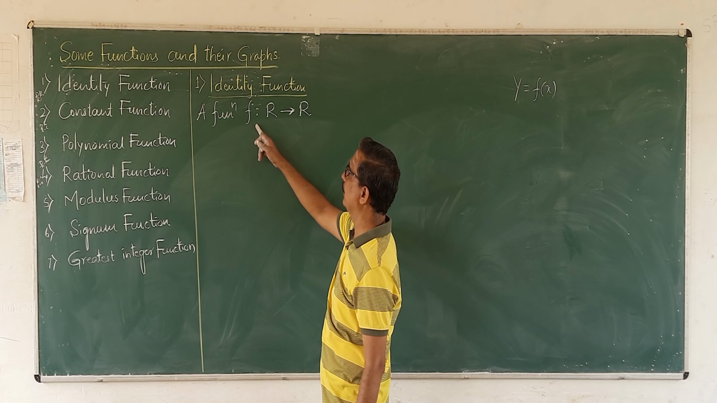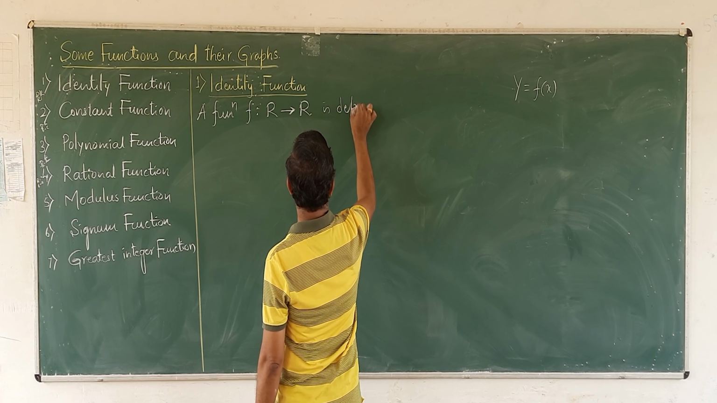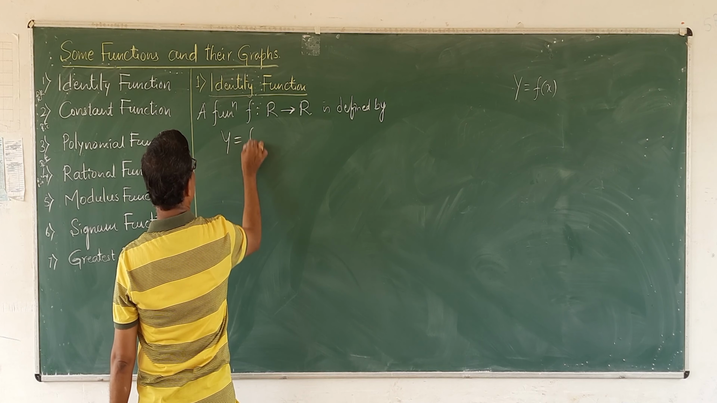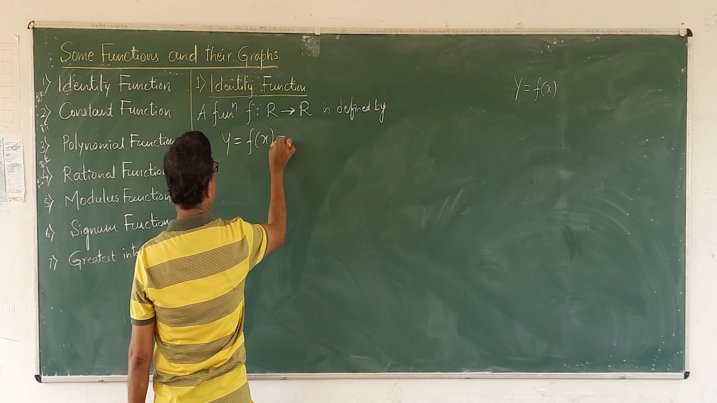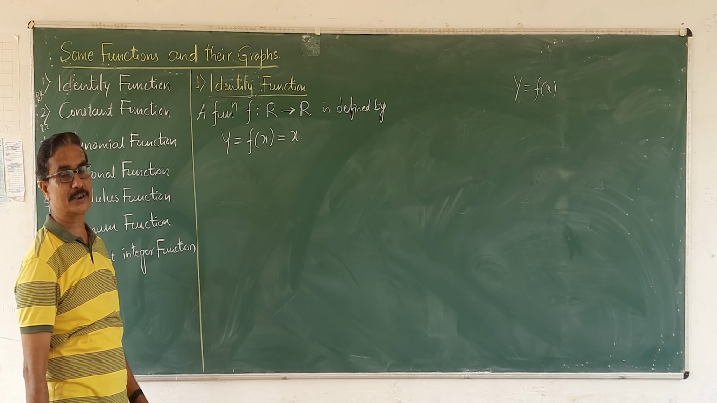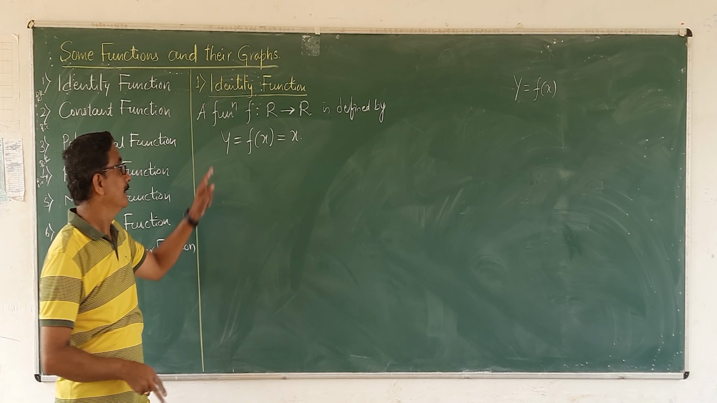A function f from R to R is defined by y is a function of x. Y is equal to f of x. That is f of x is equal to x. Identity function. Identity means same elements. Y is equal to x or x is equal to y.